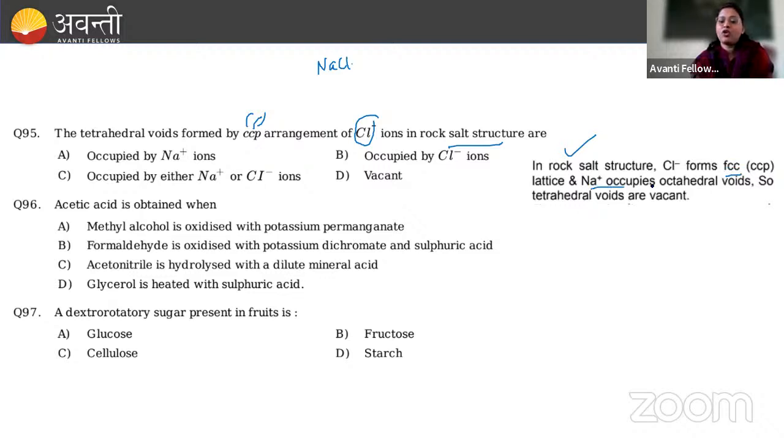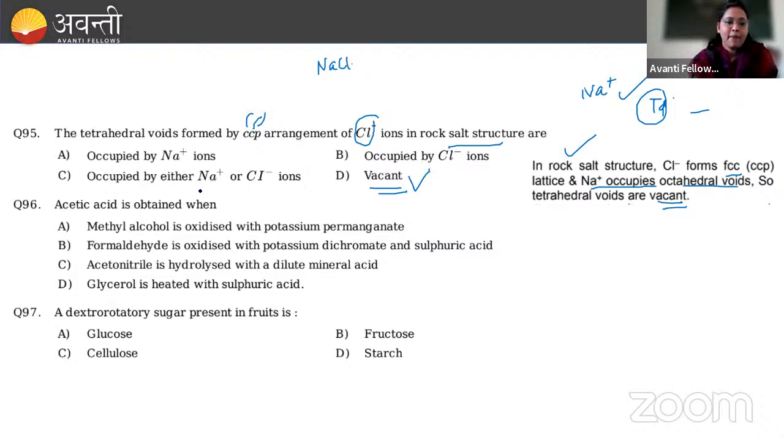Here Na plus occupies octahedral voids. Around the Cl minus ions, whatever octahedral voids are present, they are going to be occupied by Na plus ions. Whatever tetrahedral voids are present, they remain vacant. So here the answer will be what? The tetrahedral voids of Cl minus ions will be vacant. So answer D is the correct answer here.